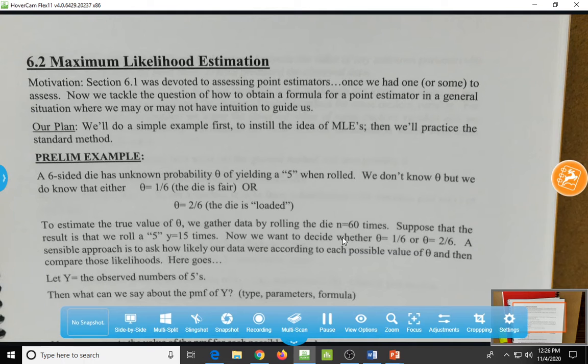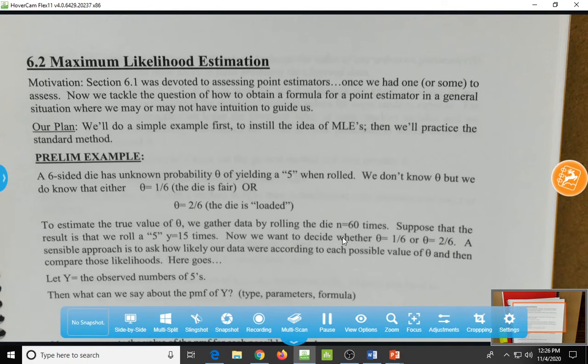How would I calculate the probability of coming up with 15? Well, first of all, if I'm rolling, what kind of distribution should I use? A binomial distribution, right. So I could have 60 choose 15 times (1/6) to the 15 times (5/6) to the 45. Or I could do 60 choose 15 times (2/6) to the 15 times (5/6) to the 45.